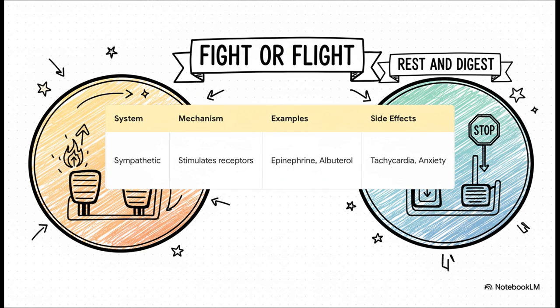Let's peek under the hood here. These drugs work by stimulating your body's alpha and beta receptors. The classic examples you've probably heard of are epinephrine, used in emergencies, and albuterol for asthma. And when you amp up the body like that, it just makes sense that you might feel your heart racing, that's tachycardia, or maybe even feel a bit anxious.